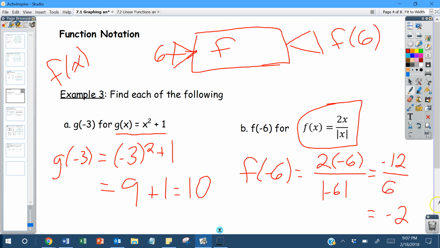So f of -6 is -2. So again, all I did was I plugged in -6 everywhere I saw an x. So I put it there, and I put it there, and I just figured out the number. So f of -6 is equal to -2.